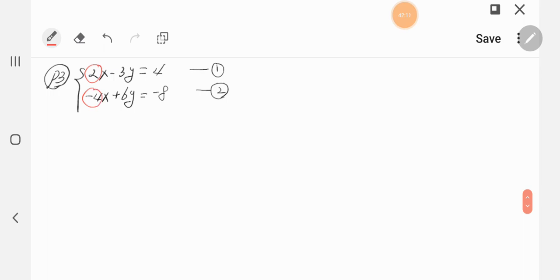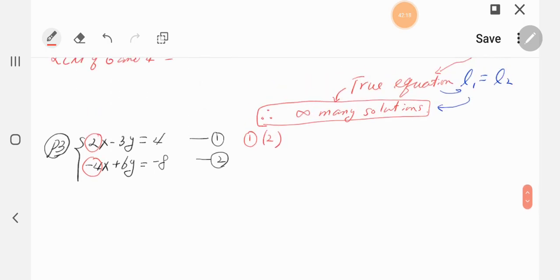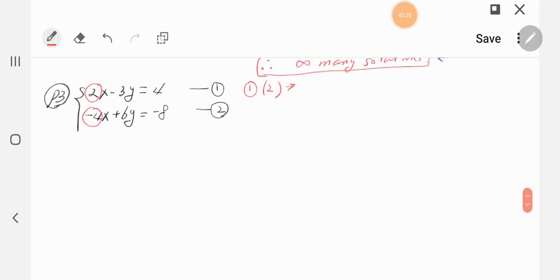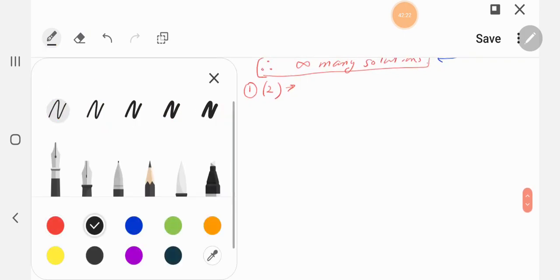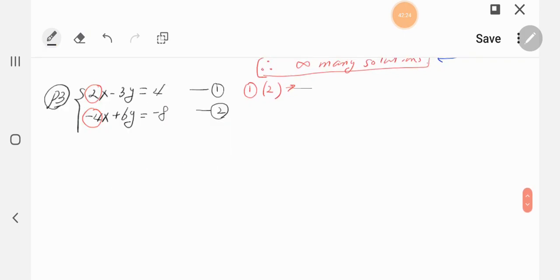So why don't we just multiply the first equation by 2? That gives 4x minus 6y is equal to 8. And the second equation stays the same: negative 4x plus 6y is equal to negative 8.